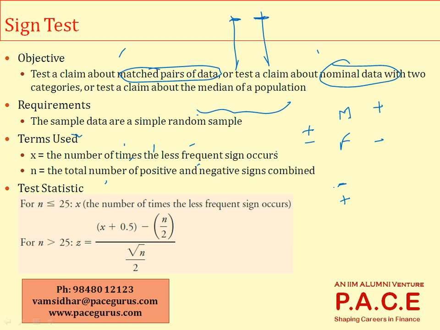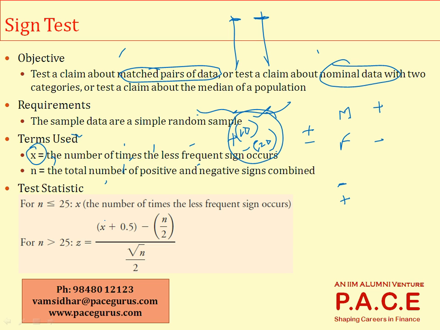What I am simply looking at is I am splitting the data into 2 halves, into 2 parts. One is the plus sign, the other is the minus sign. And at the same time, I am trying to find out how many times the less frequent sign has actually occurred. So let's say plus has occurred 10 times, whereas minus has occurred 20 times. So the less frequent sign in this case is a plus. It has occurred only 10 times out of the total 30.